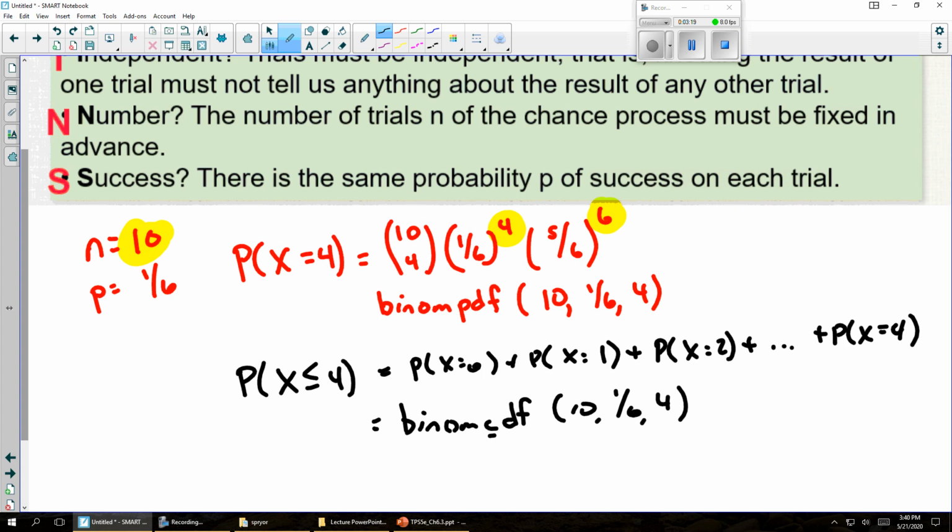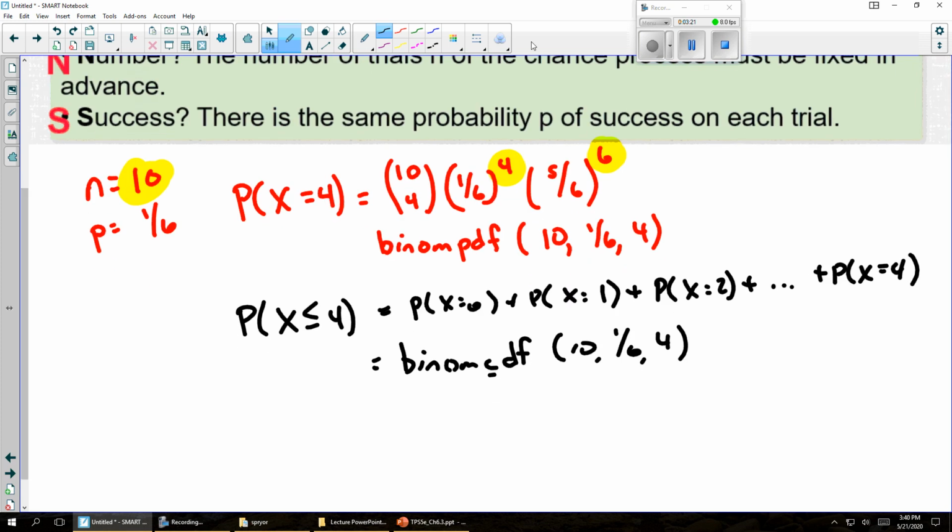Now, the other two things that you have for a binomial distribution are the mean and the standard deviation. And these formulas are on the formula chart, labeled for a binomial distribution. The mean of x is NP. So for the example I gave, that means if I tried it 10 times and the probability of success is 1/6, then I should expect that number of successes on average.